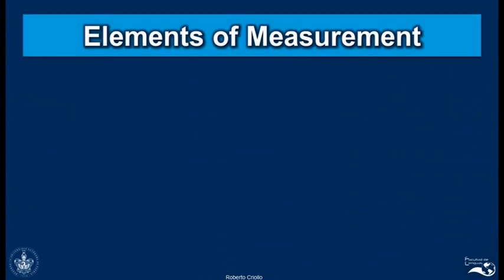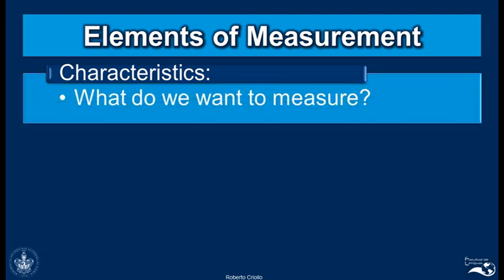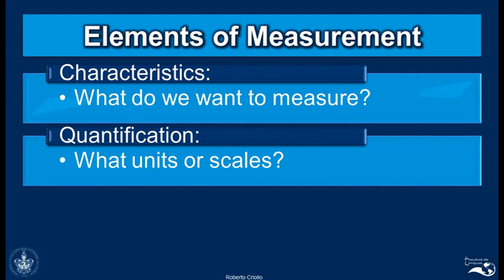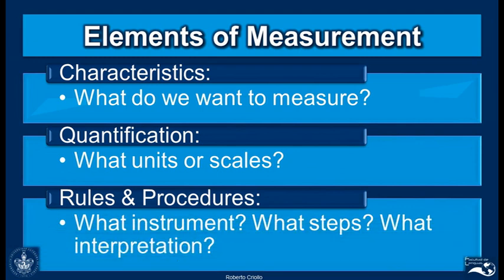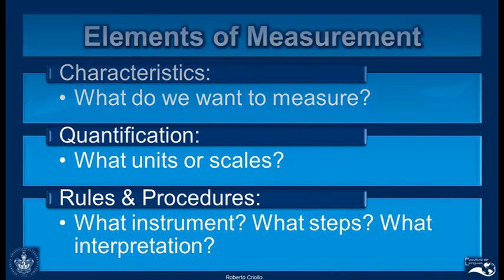Now, concerning the variables, it is very important that we measure the variables correctly. So there are three elements of variables. First of all, the characteristics. This is the thing that we want to measure, so we need to define the variables. Second thing is the quantification, and in this case we need to see what units or scales we're going to use. And finally, there are rules and procedures, which state the kind of instruments that we can use, the steps that we're going to follow, and how the results will be interpreted.